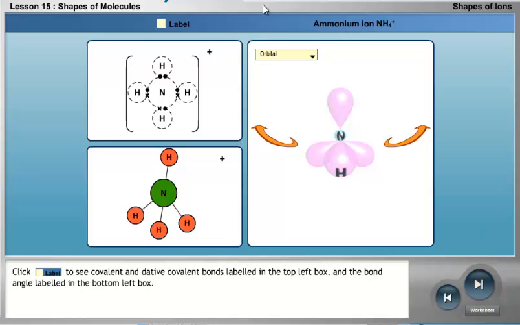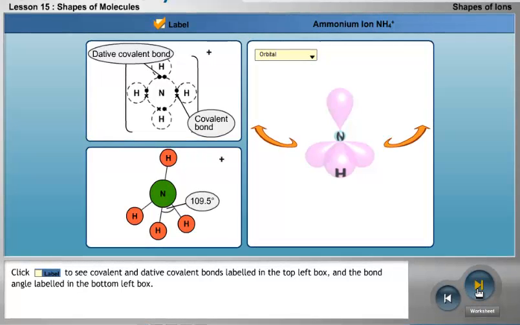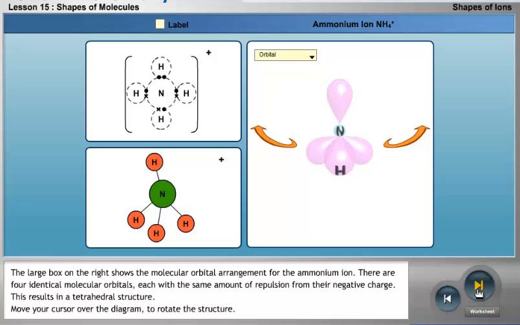Click Labels to see covalent and dative covalent bonds labeled in the top left box and the bond angle labeled in the bottom left box. The large box on the right shows the molecular orbital arrangement for the ammonium ion. There are 4 identical molecular orbitals, each with the same amount of repulsion from their negative charge. This results in a tetrahedral structure. Move your cursor over the diagram to rotate the structure.